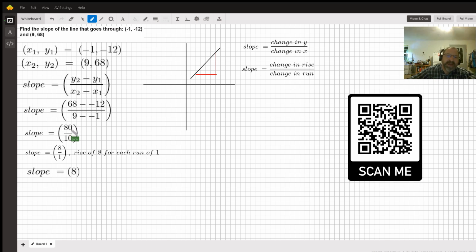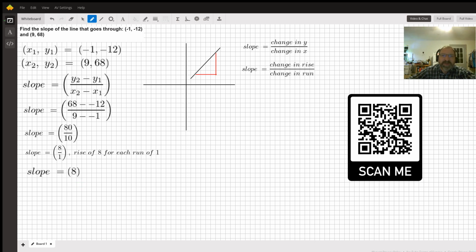Simplify even further, 80 over 10 is the same as 8 over 1. So in other words, we have a rise of 8 for every change in run of 1. And 8 over 1 is simply the whole number 8. So the slope of the line given in our problem is a slope of 8.